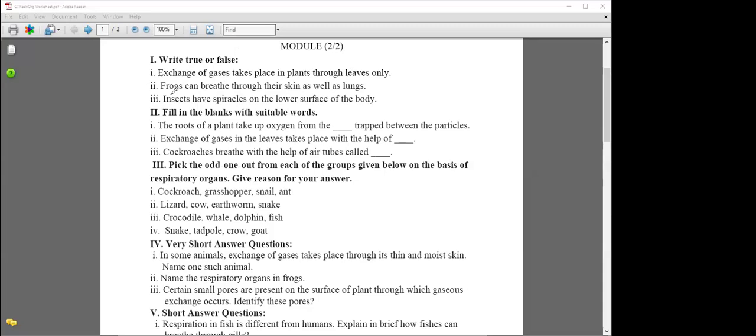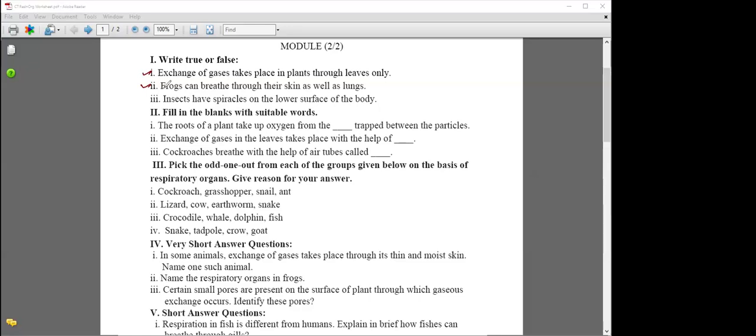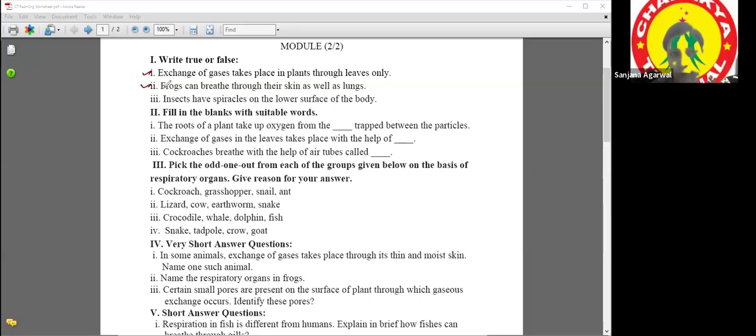Insects have spiracles on the lower surface of the body. Lower surface. Okay, Adrit. Keep telling me. Okay, Advika. Rishit. The spiracles are present on the lower surface of the body. Sorry, ma'am, I got confused. Correct. Still few are left for the third part.